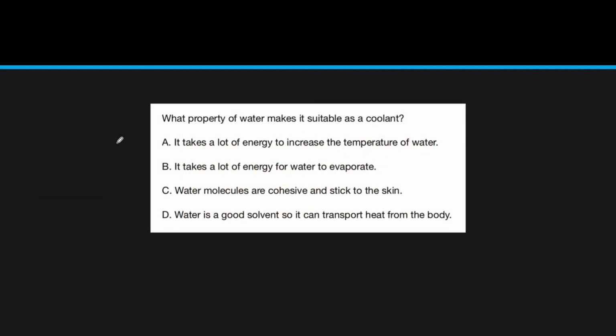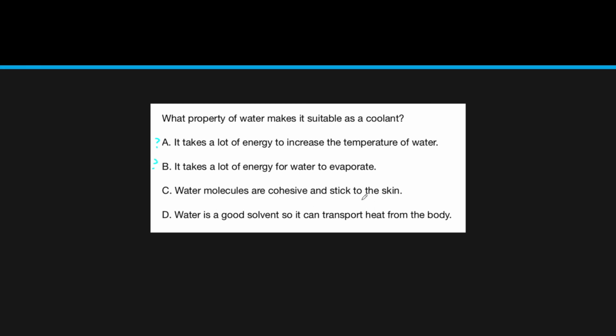So here's a practice problem. What property of water makes it a suitable coolant? Right off the top of your head, you should be thinking high heat of vaporization. So we'll start looking at the answer choices. It takes a lot of energy to increase the temperature of water. Now this is true, so we're going to put a maybe. It takes a lot of energy for water to evaporate. That's also true, so we'll put a maybe and come back to those choices.